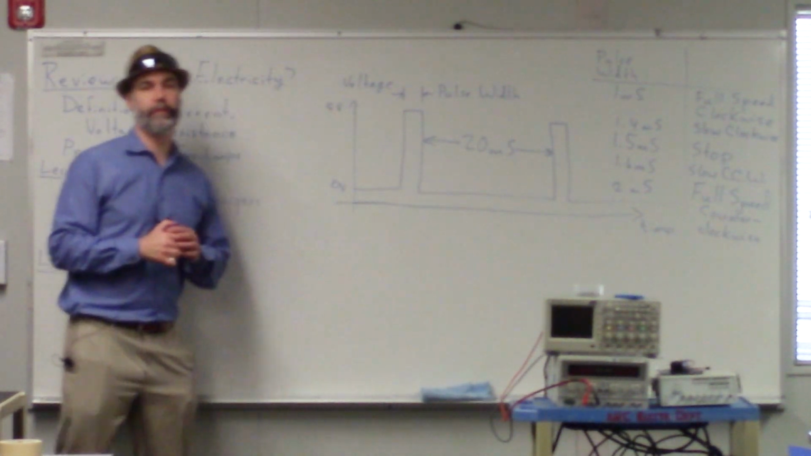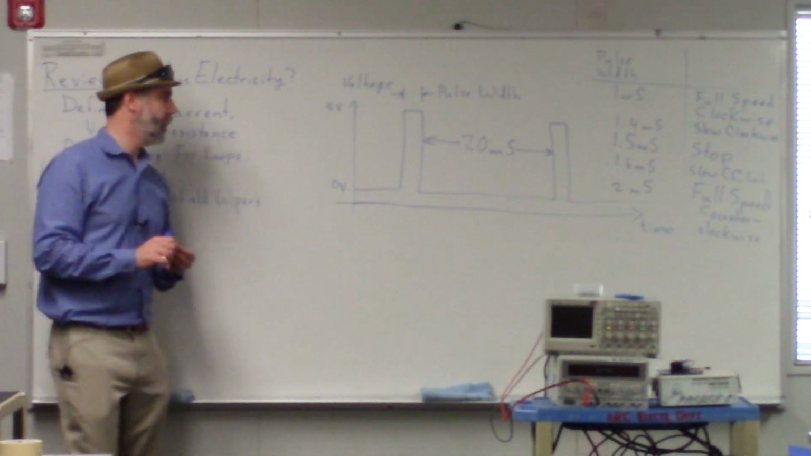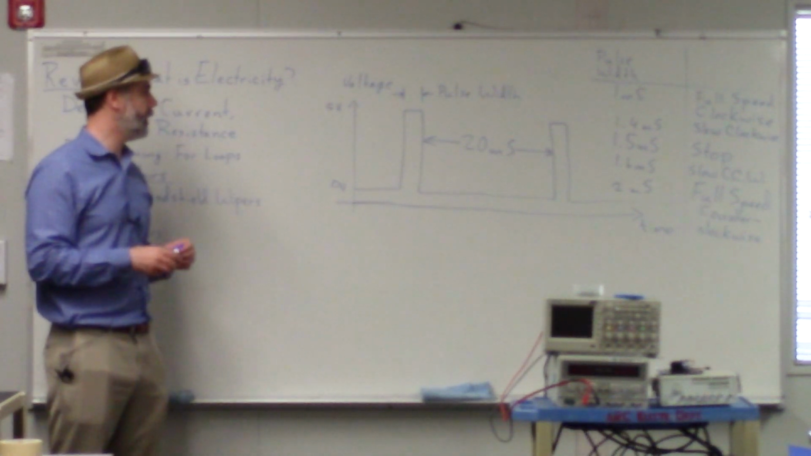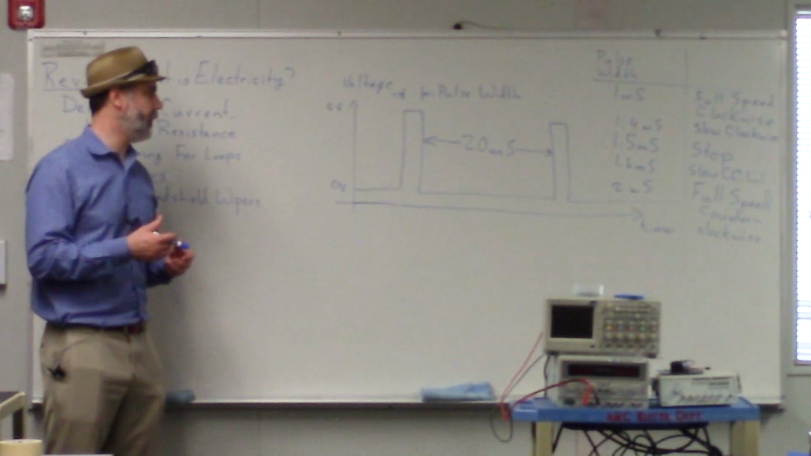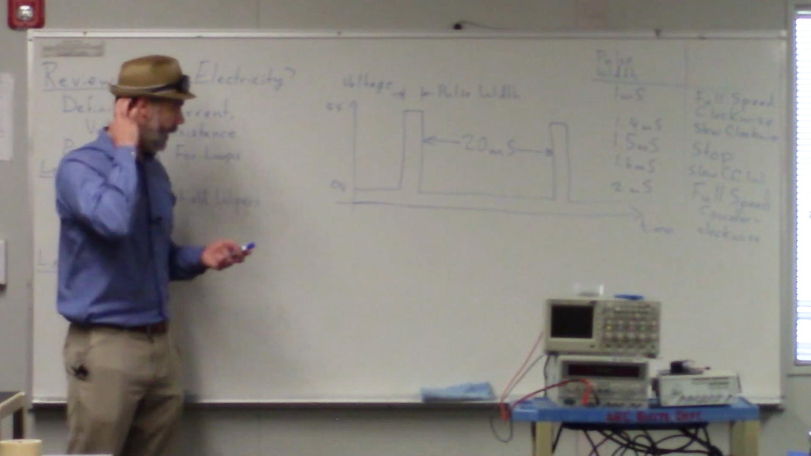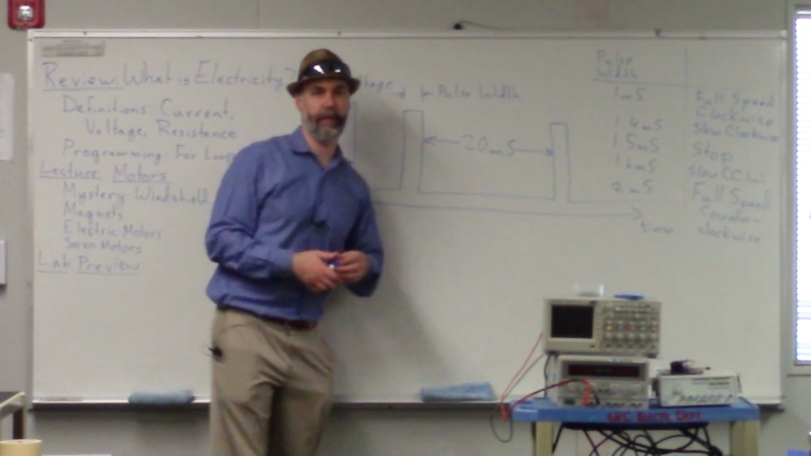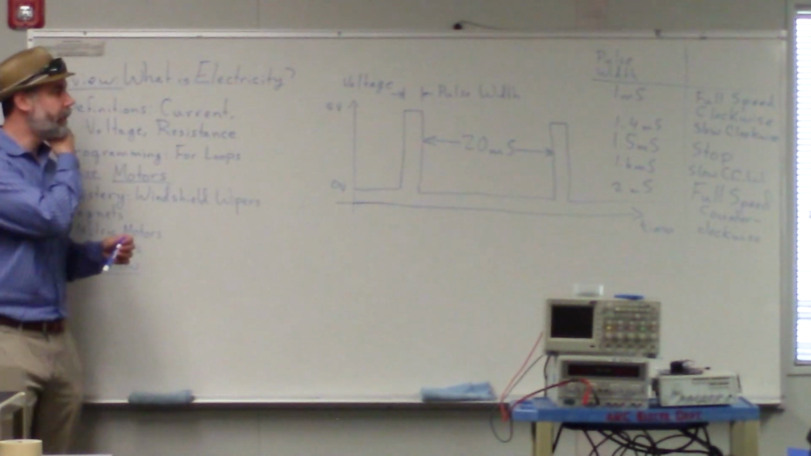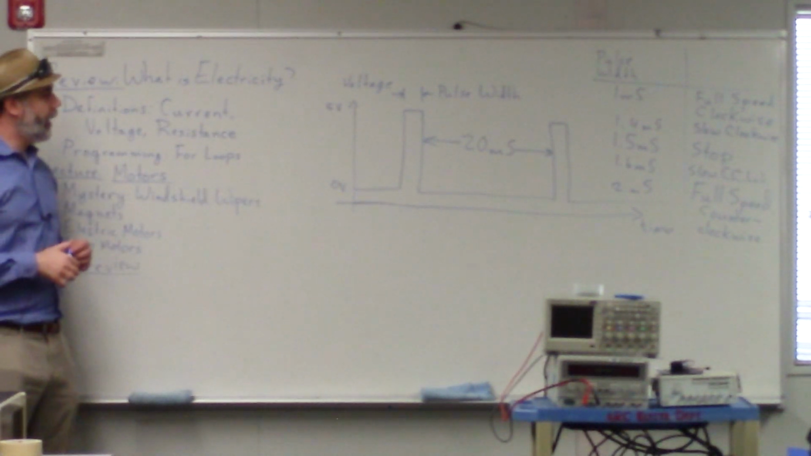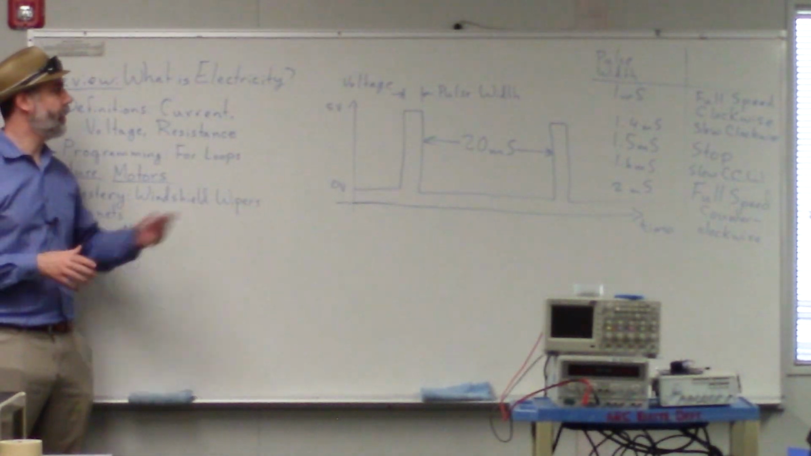Yeah? 20 milliseconds between the start of each pulse, or the end of the last one and the start of the next one? Yeah, so there's a little wiggle room. The easiest thing to do is just between the end of the first one and the beginning of the next one. Yeah. Right. So other questions about that?